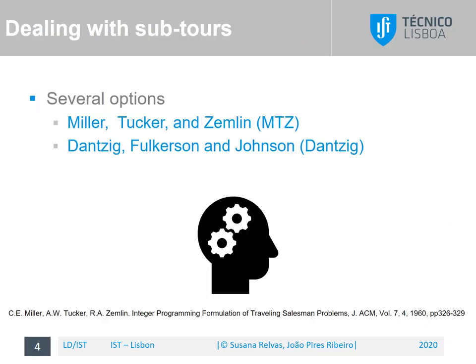Dealing with subtours is rather challenging. From the possible methods, we'll be discussing these two: Miller, Tucker, and Zemlin, also referred to as MTZ, and Dantzig, Fulkerson, and Johnson, also referred to as Dantzig. We'll discuss them and implement them in our exercises so we can have a hands-on perspective.